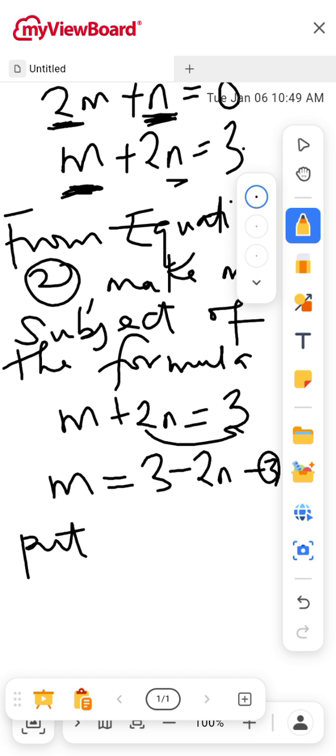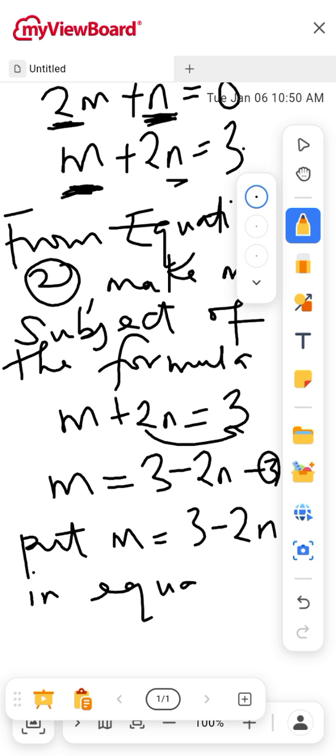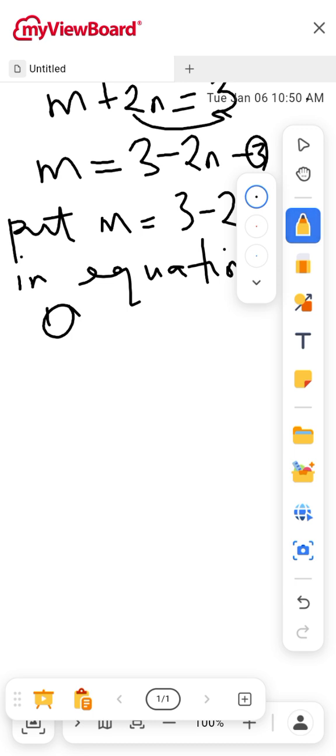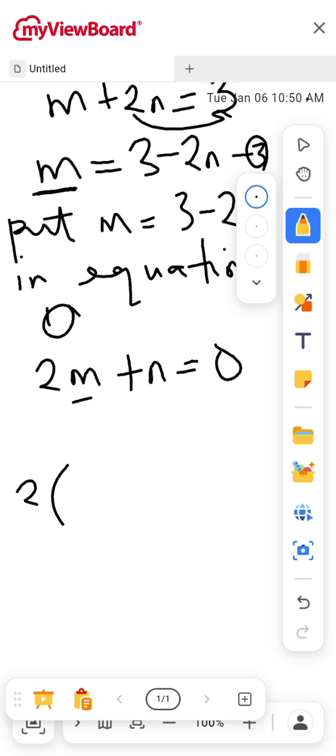Now, having been able to make m the subject of the formula, we can now put m equals 3 minus 2n in equation 1. We have not touched equation 1 at all. So the equation you have not touched is the one in which you substitute your new value. And what does equation 1 say? Equation 1 says 2m plus n equals 0. That means that anywhere I see m, I'll replace it with 3 minus 2n. So I'm going to have 2 into brackets, 3 minus 2n, plus n equals 0.